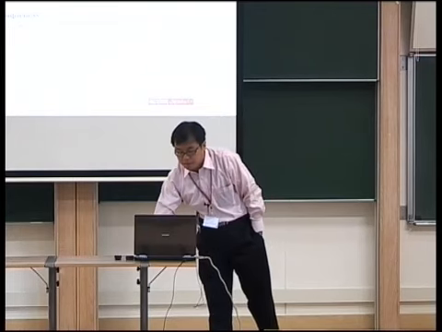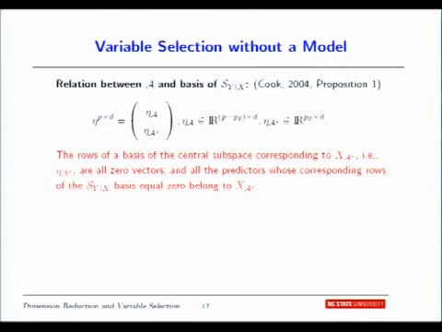And the next result, first observed by Cook 2004, basically connects this subset A in variable selection and the basis of the central subspace. It says that the rows of the basis of the central subspace that correspond to all those inactive or irrelevant predictors should all be zero vectors, and vice versa. That is, all those predictors whose corresponding rows of the central subspace at the population level are equal to 0 belong to this inactive set.